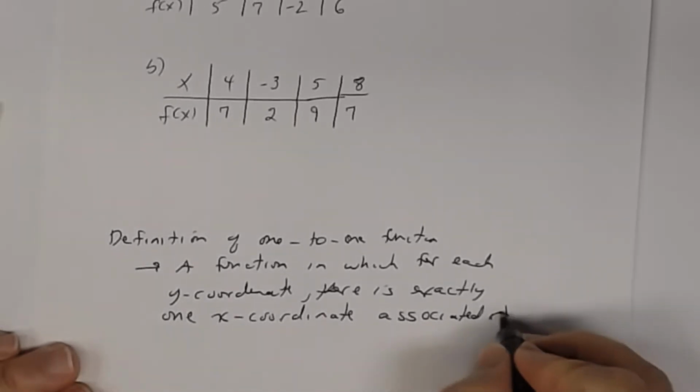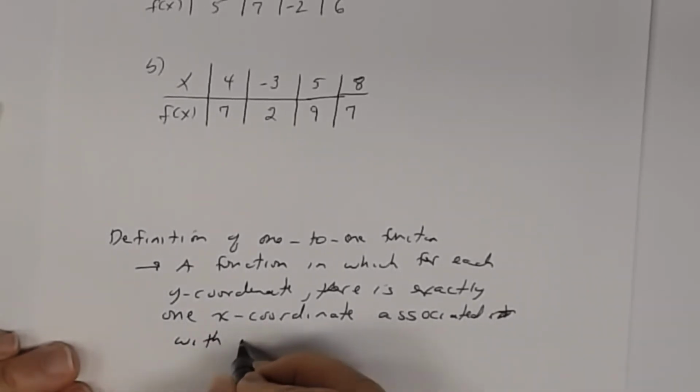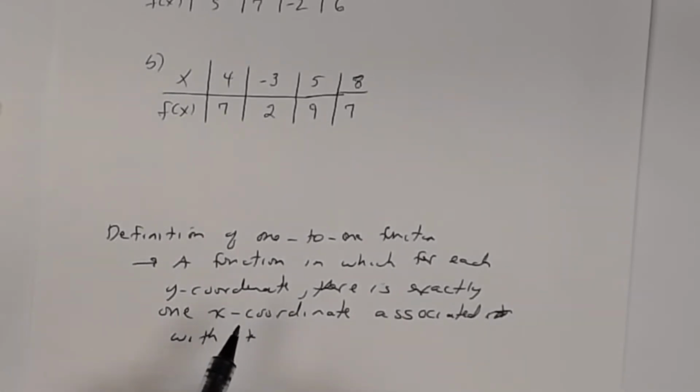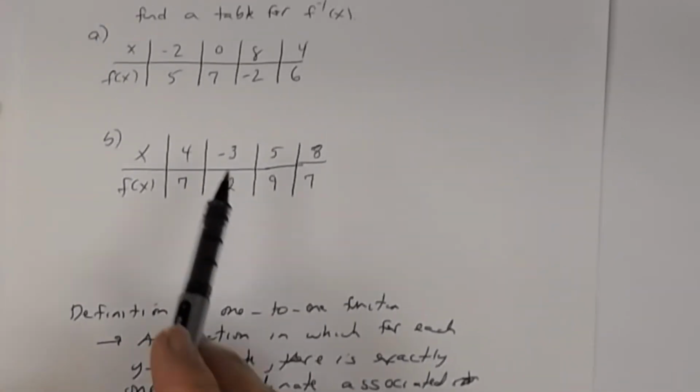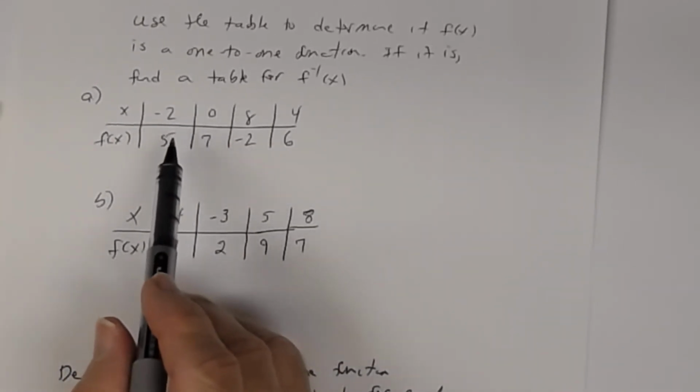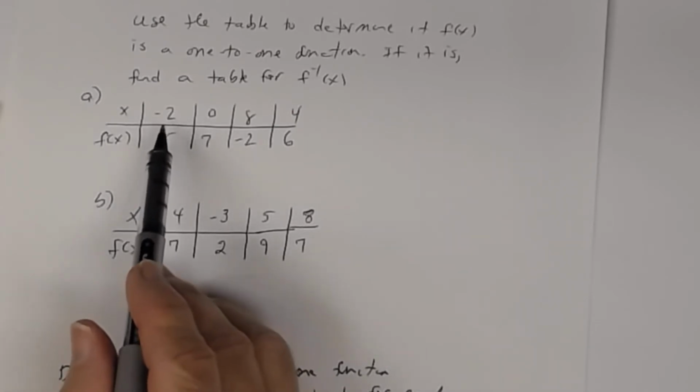Okay, associated with it. All right, so that was the definition of a one-to-one function that we talked about in a previous lesson. So a function in which for each y coordinate there's exactly one x coordinate associated with it. So first of all, it's got to be a function. So first of all, we need to determine if this is a function.